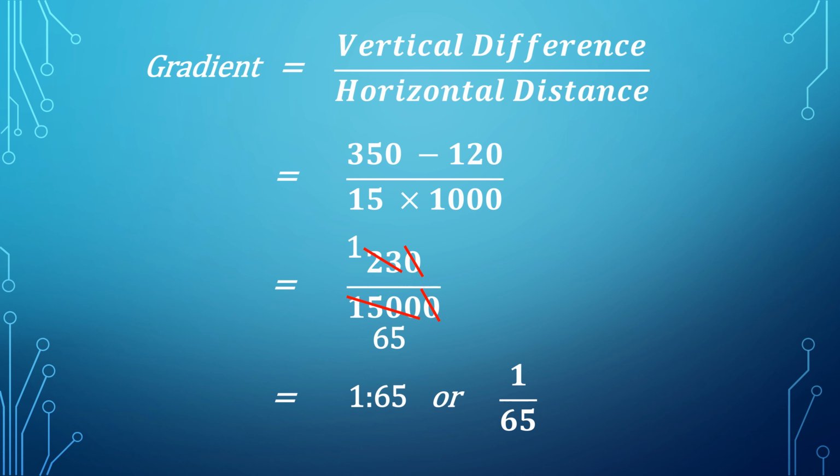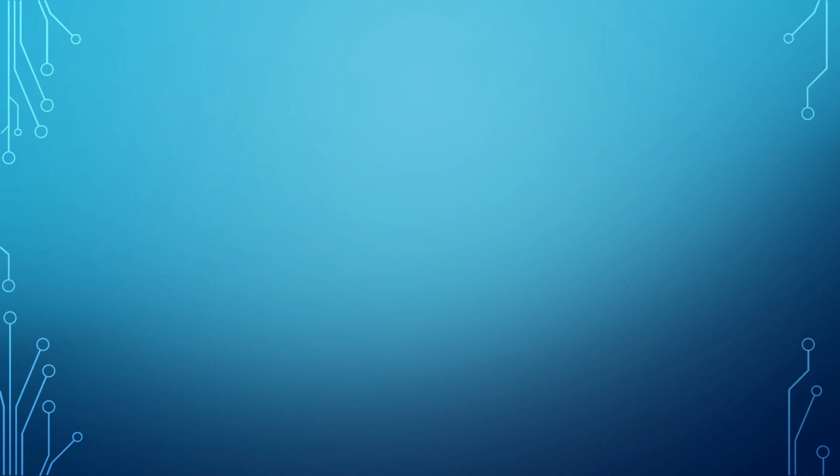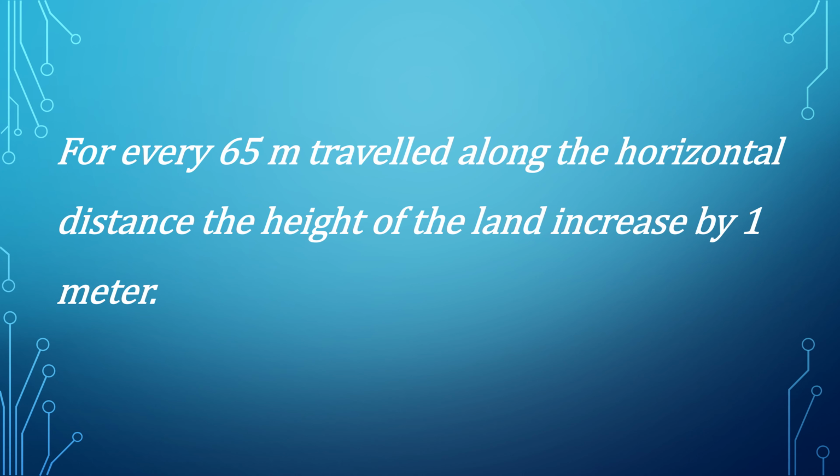That is our gradient. Class, what does all of this mean? What does this 1 to 65 or 1 over 65 mean? There is a meaning behind it, and that is the reason why we have to do it this way. What this actually means, students, is it actually means that for every 65 meters traveled along the horizontal distance, the height of the land increased by 1 meter. That is what our answer means.